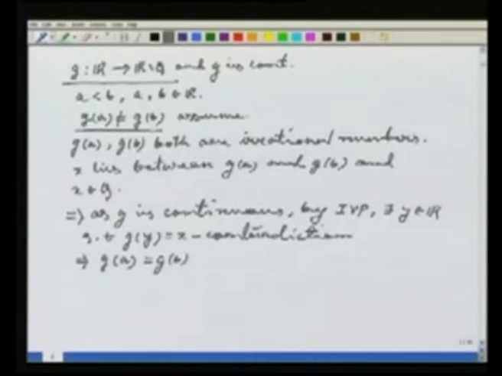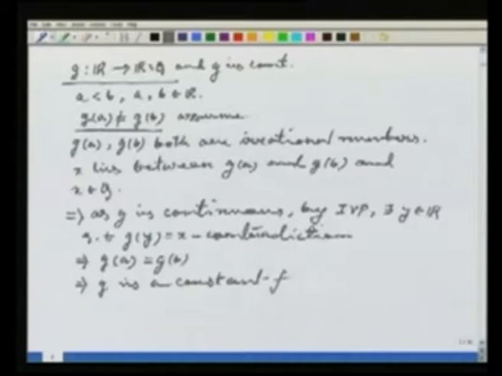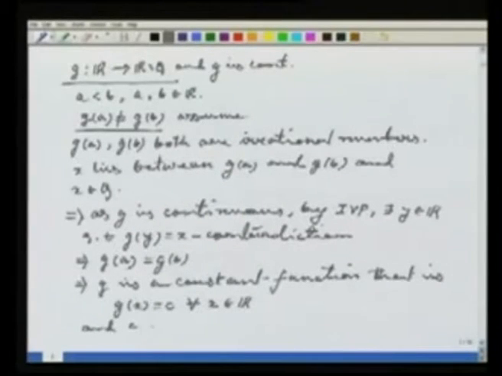What does this mean? Because I have chosen my AB to be arbitrary real numbers. So this implies then that G is a constant function. Okay, that means Gx is equal to a number C for all x in R. And surely C has to be irrational, C is an irrational number.